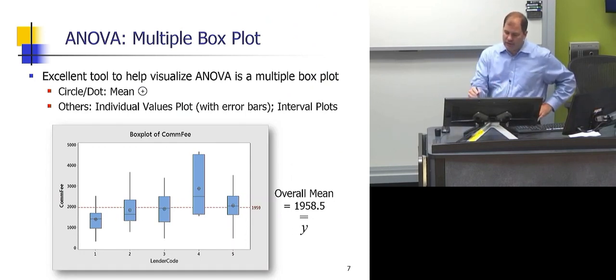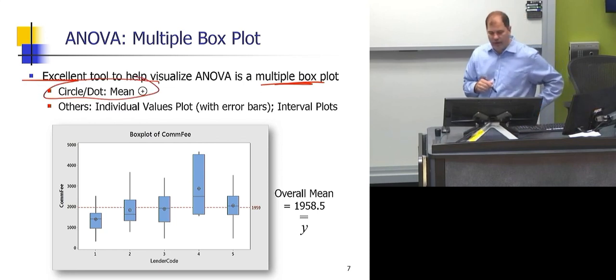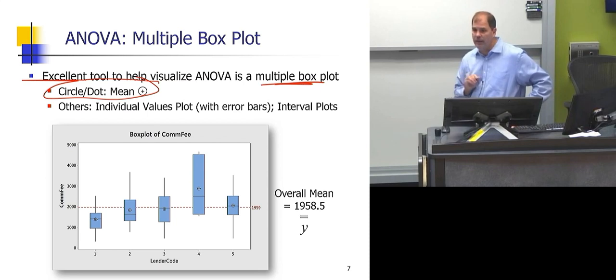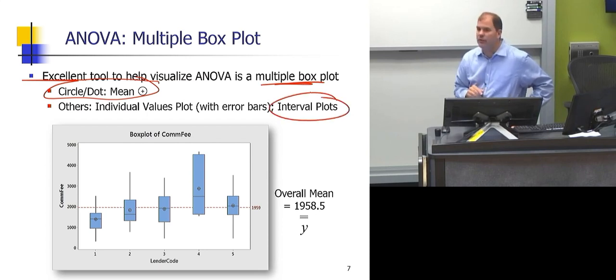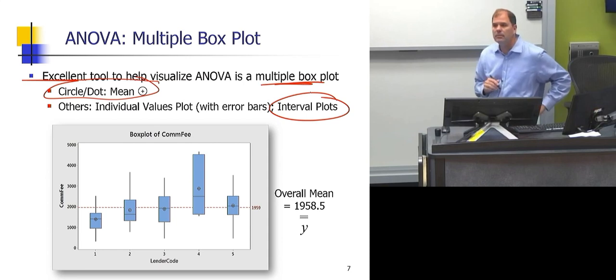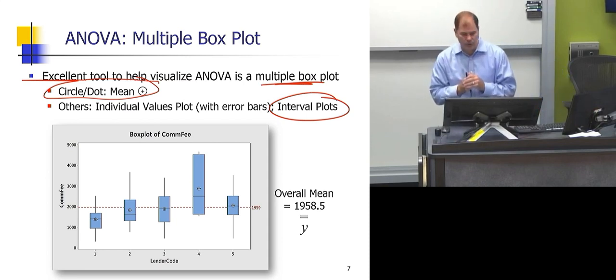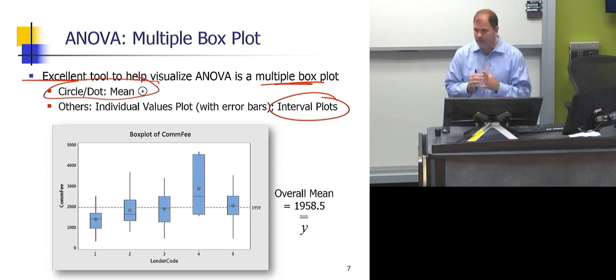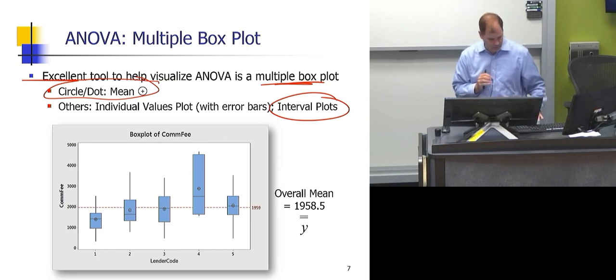Alternatively, you can use the multiple box plot. When you do that with ANOVA, I typically would encourage you to go and add the label for the means, which is a little circle with a plus in it, on the graph. Give you a sense of that. Alternatively, I like interval plots as well. You can make an interval plot to compare them. We'll use both of these tools, or individual values plots also can work.